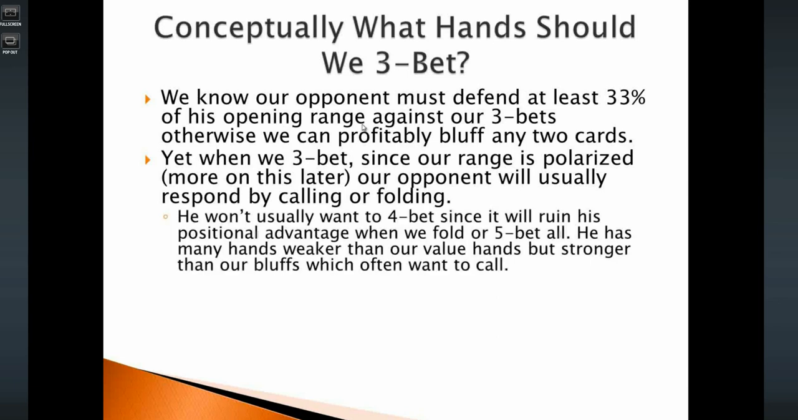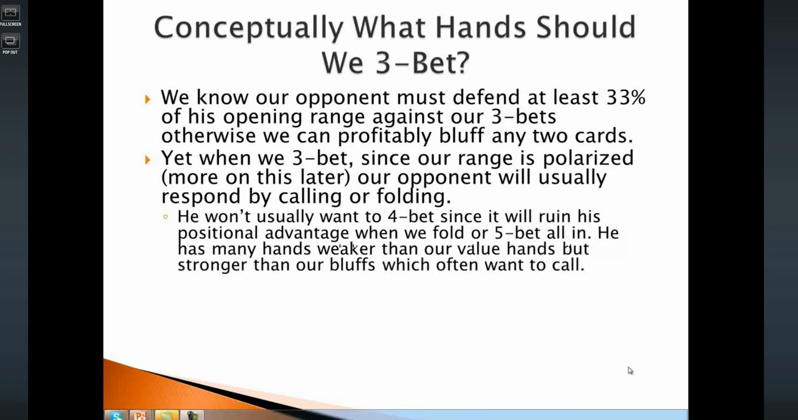He won't usually want to 4-bet since it will ruin his positional advantage when we fold or 5-bet all in. He has many hands weaker than our value hands, but stronger than our bluffs, which often want to call. So this is something very important to think about that players often get confused about.